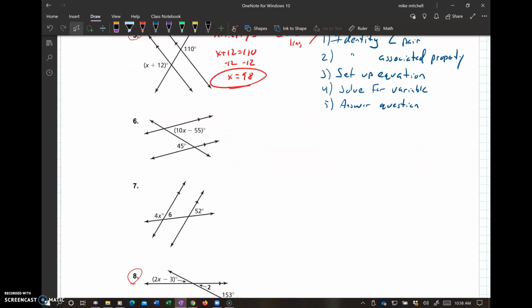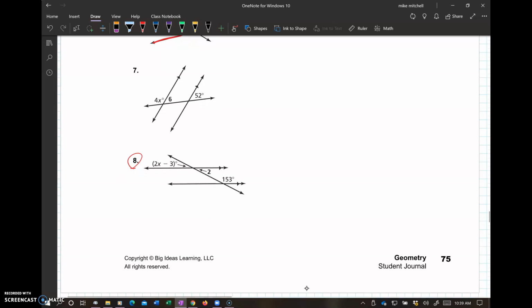Number 6, alternate interior. I forgot to mention, you get this Z shape for alternate interiors. You can see that, oops, that's not quite the Z. That's like a backward Z. There's a Z. It looks like an N. We can stretch these out a little bit, but these always give you those alternate interior angles when you have those lines on there. I forgot to mention that before.